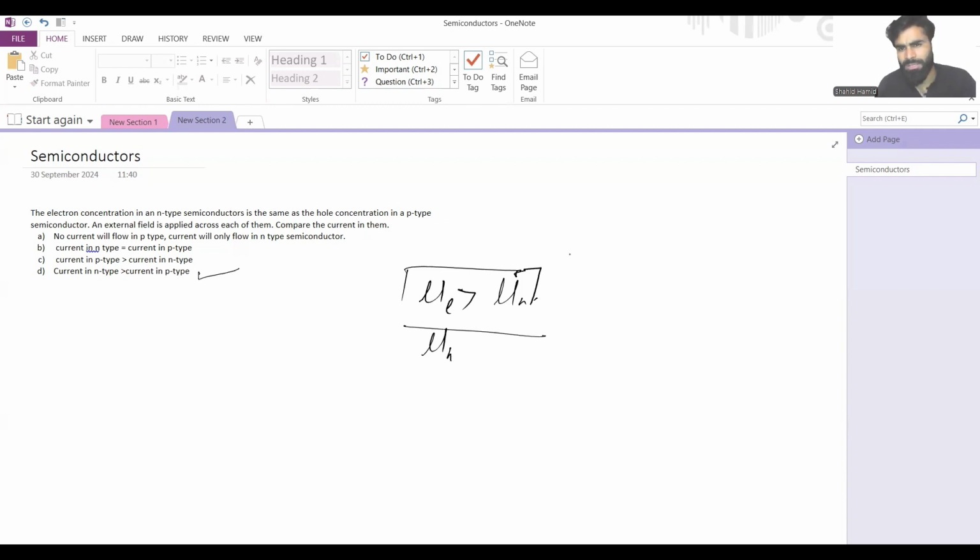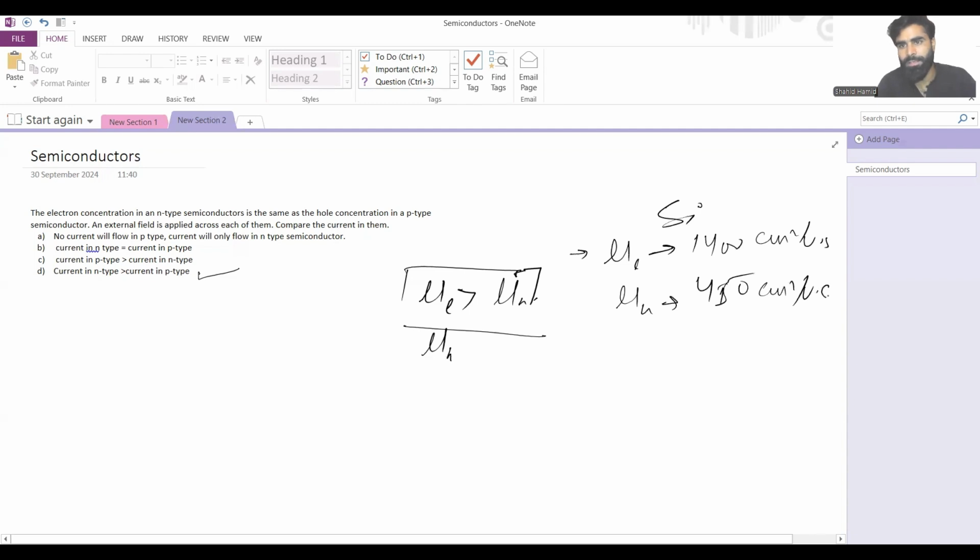We must also keep in mind that the mobility of electrons in a silicon crystal is 1400 centimeters square per volt second, and for holes in the same silicon crystal it is only 450 centimeters square per volt second. So we can compare here: the mobility of electrons is almost three times that of holes. So more will be the current where there is more mobility of charge carriers. So the answer is D, and thank you.